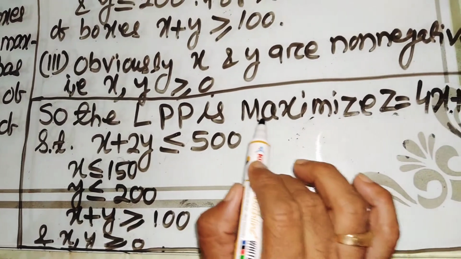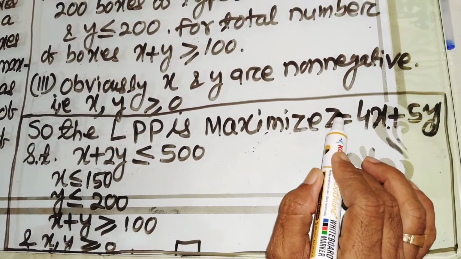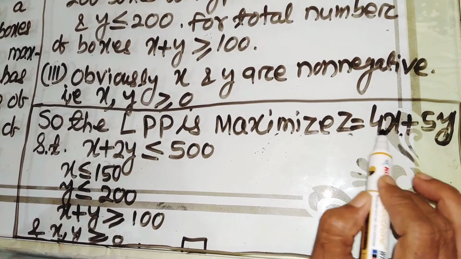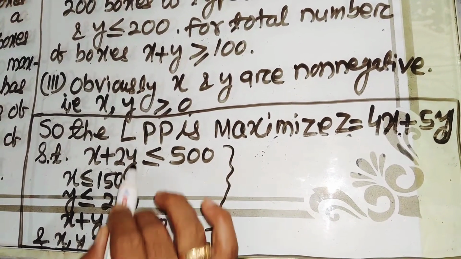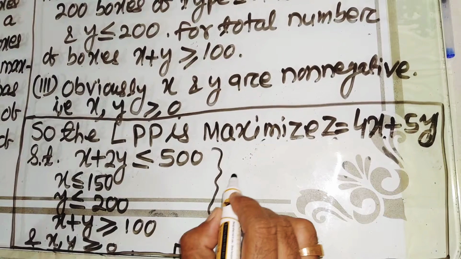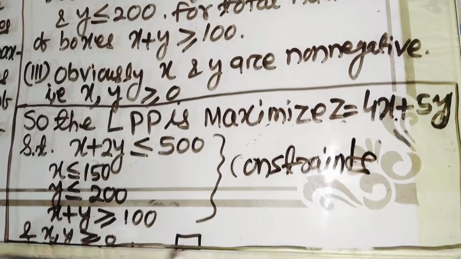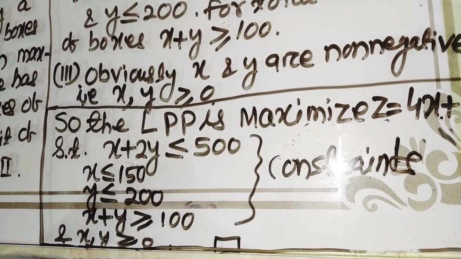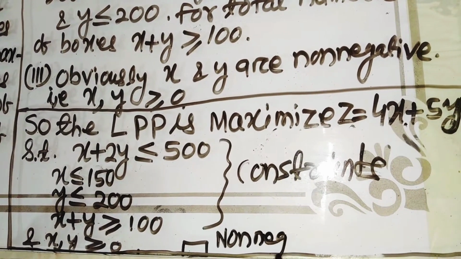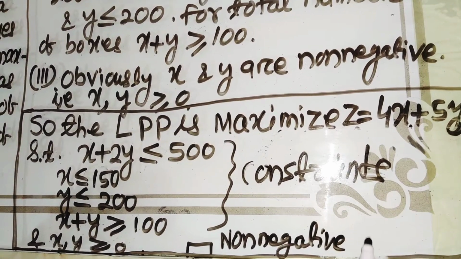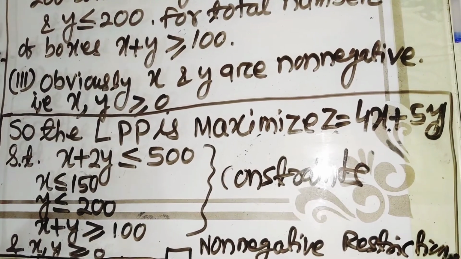So for this LPP, this is your objective function: maximize Z, which is 4x plus 5y. These four conditions are called constraints. And the last condition is your non-negative restrictions. This is your problem number 1.